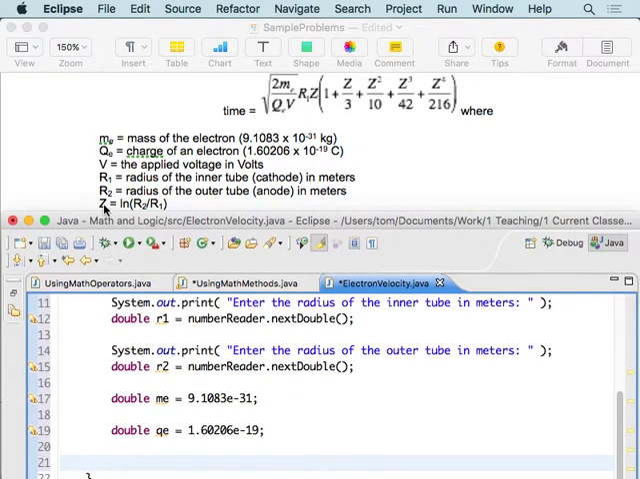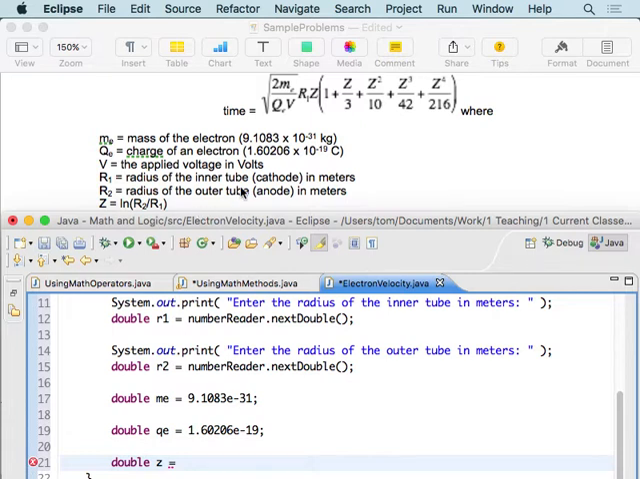Okay, so the next thing that we have here is that we want to calculate what Z is now that we have been given R2 and R1. So I'm going to go ahead and go double Z equals, and then we're going to figure out how to find the natural log.